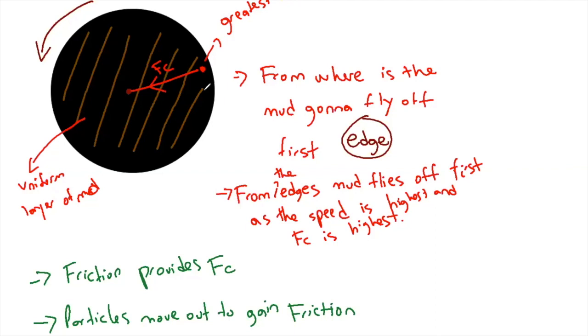I have a question for you guys. If my mud wants to gain more friction, right? Forget about everything. This was a separate question. It was the question where the mud is going to fly off first. But this friction thingy applies to all mud. When I start spinning the turntable, all of the mud tends to move out. It tends to fall off the turntable because it wants to gain more friction.